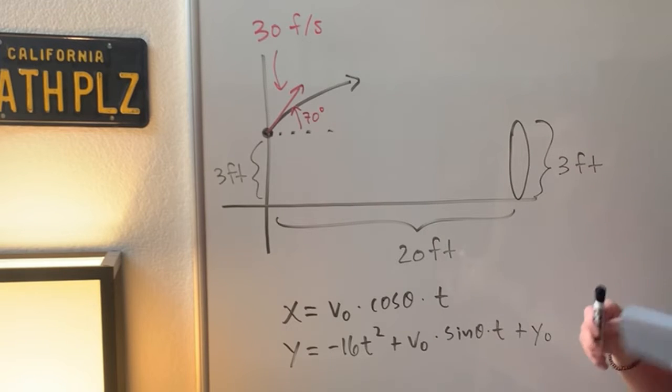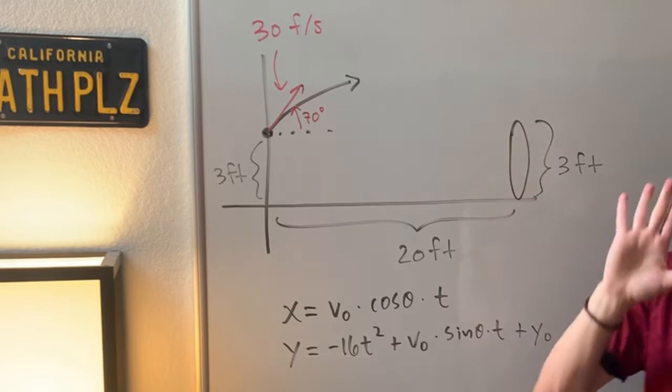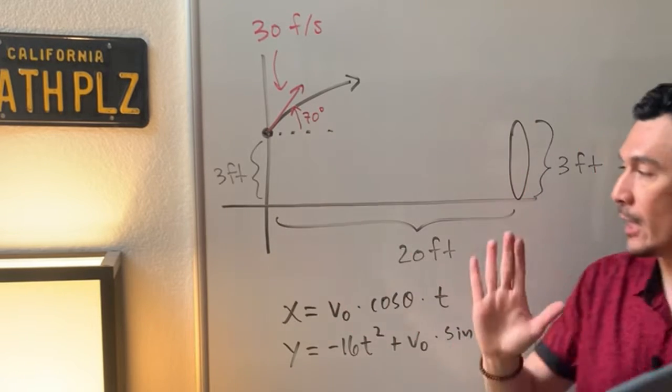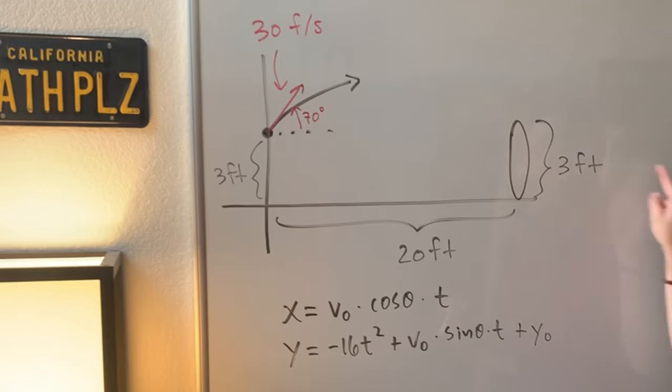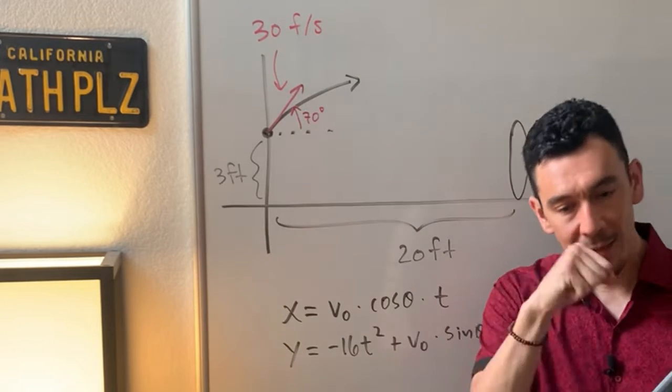So the question is yes or no. Does this dart, boom, does it hit anywhere on the dartboard? Yes or no? Look, maybe it goes over. Maybe it hits the ground before, or maybe it actually does hit the dartboard.